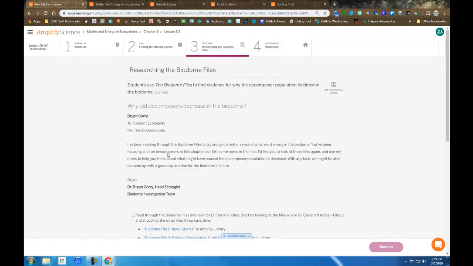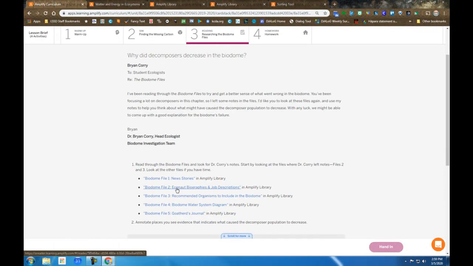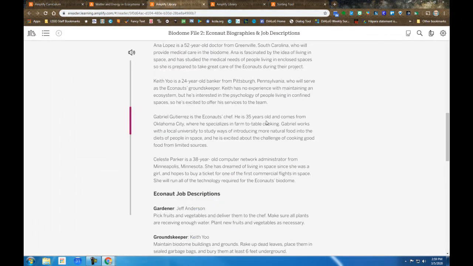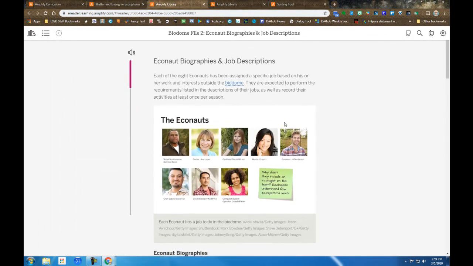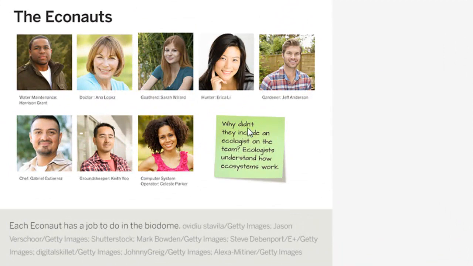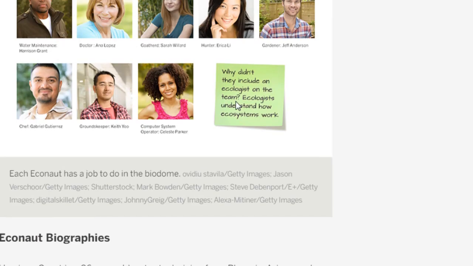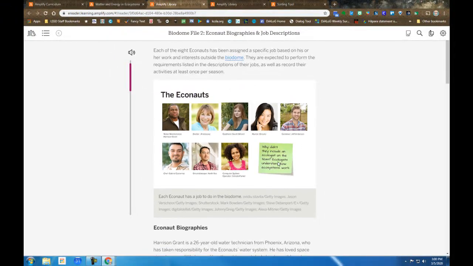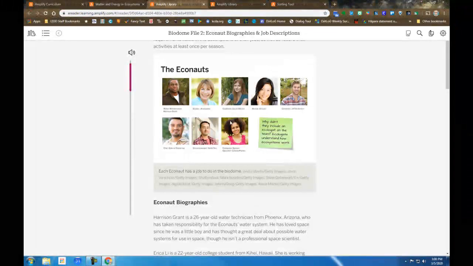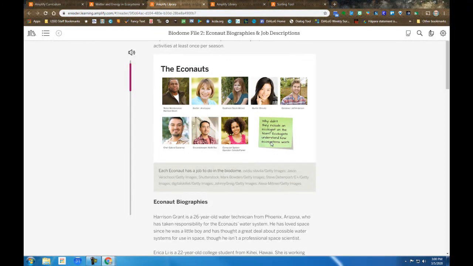Reading. You're going to open up 2 of the files, file 2 and 3 according to the instructions. You should look at others, but I have 2 and 3 open, looking directly for the notes from Dr. Corey. And he says, why didn't they include an ecologist in the team? Ecologists understand how ecosystems work. So you're looking for these sticky notes. Okay? So of all the scientists, there's a lot of experts, but none of them are going to study probably the whole cyclical nature of carbon and recognize that one thing might affect another.